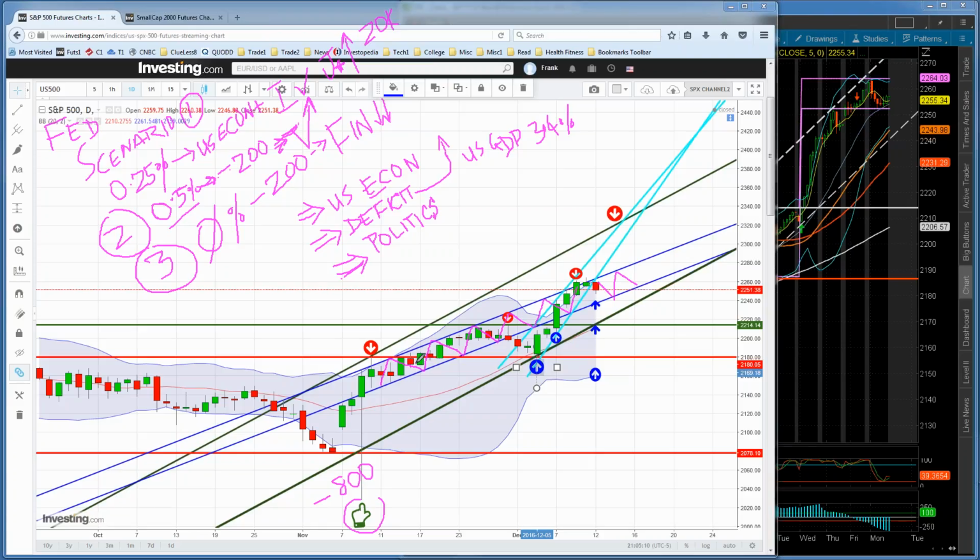Okay, so that's your acceleration channel. Actually, this is acceleration channel number 2, and this is that fat, out of control acceleration channel that we have been in since the 6th, since the first week of December. Right there, you can see that.